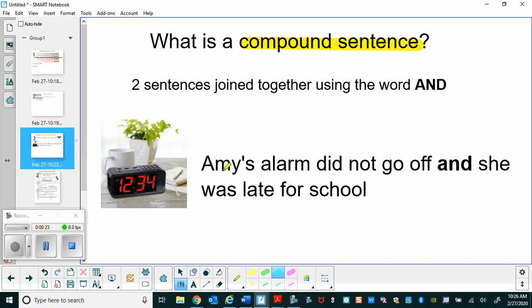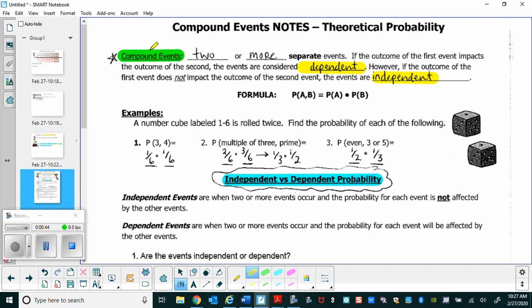What we mean by that is, on its own, Amy's alarm did not go off is a sentence. She was late for school is a sentence. But it is now a compound sentence because we've joined those two with the word and. So Amy's alarm did not go off and she was late for school, period. Okay? So compound is when you have two or more of something, and that's what we mean by compound events here in math, when you have two or more separate events.